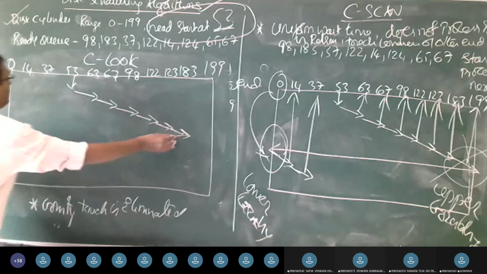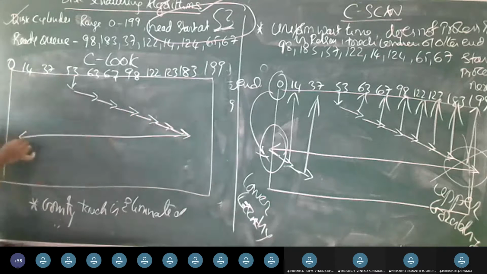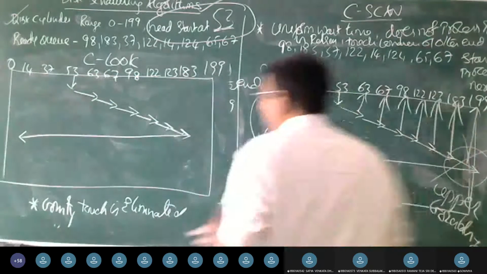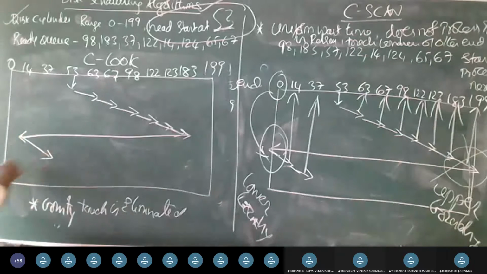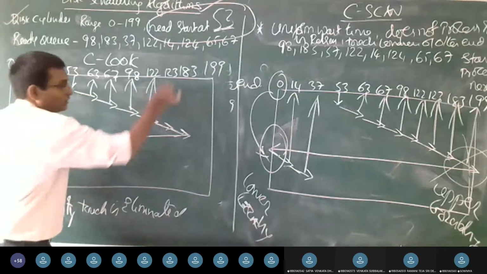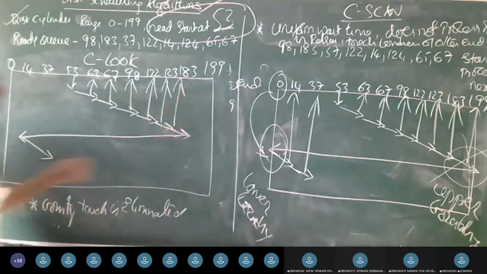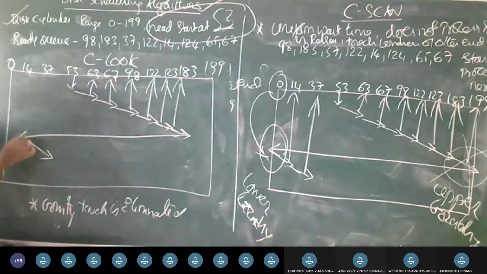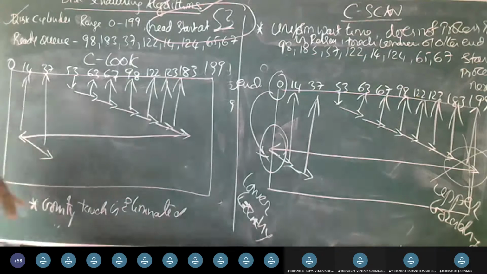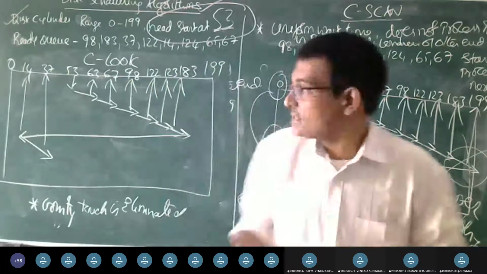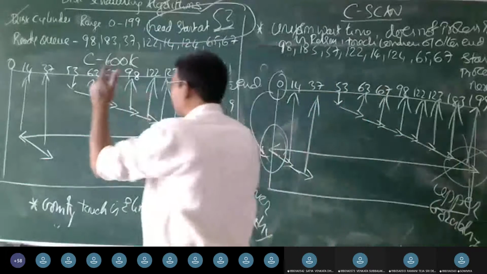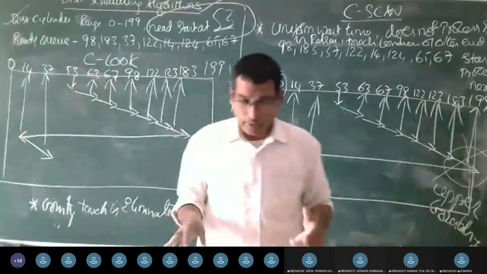After 183, it directly processes to the lower boundary item 14, and thereby it catches up with 37. After moving to the upper boundary end, it goes to the lower boundary and then it goes to the next processing item. So that is what we are going to call the C-look algorithm. So in the C-look algorithm, the boundary items are eliminated, right?